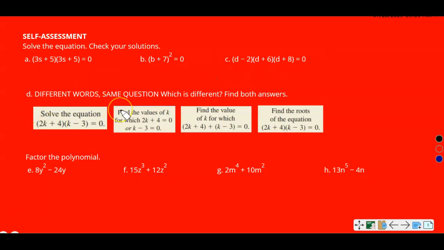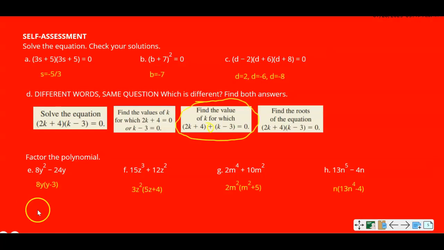D part says different words, same question. Which one is different? So evaluate these 4 and see which one is different. And then factor the polynomial. Okay, look for a greatest common factor and then completely factor it from there. So this may take just a few moments. That's fine. Pause the video, work on these, and then come back when you're ready to check them.